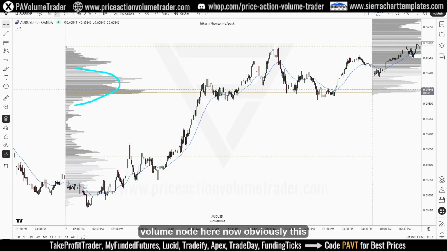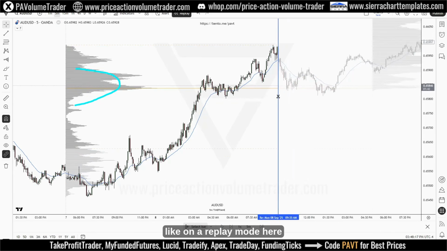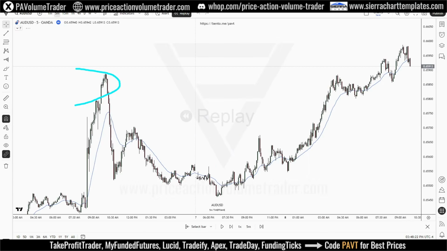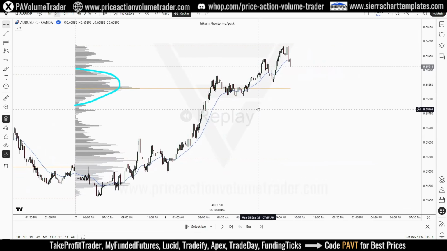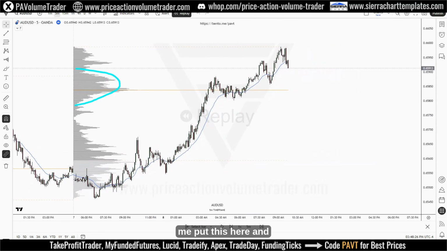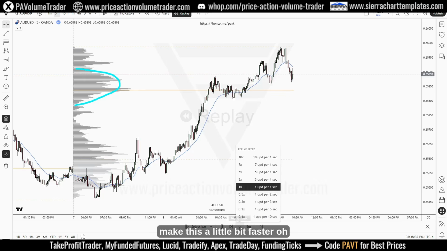And then we started establishing this high volume node here. Obviously, this profile is going to be developing as the market goes. So if we go into replay mode here, let me put this here and hit play, and make this a little bit faster.